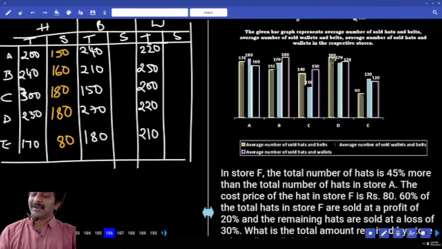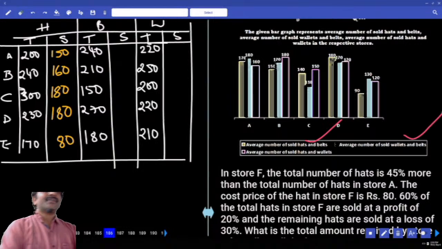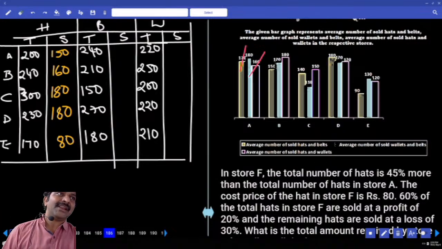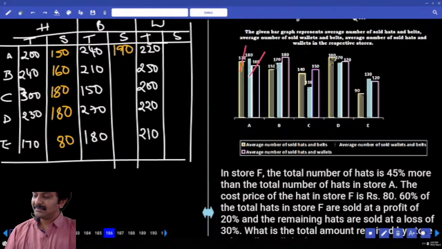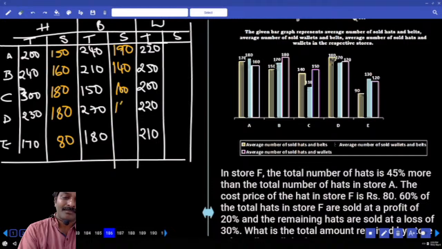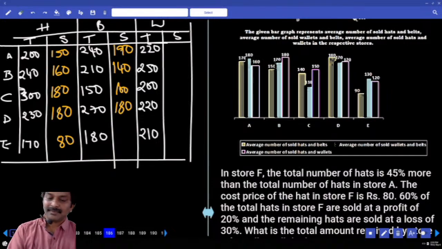Belts. Where is belt? Do we have belt in first one? Yes. Do we have belt in second one? Yes. So first and second both must be added and third must be subtracted, correct? Yes. How much is third value? 160. I will subtract it from 170. 10 is left. 10 plus 180? 190. Next. 180 subtracted from 170. Still you need to subtract 10 more. 140. Next. 100. Next. 180. Next. 100.